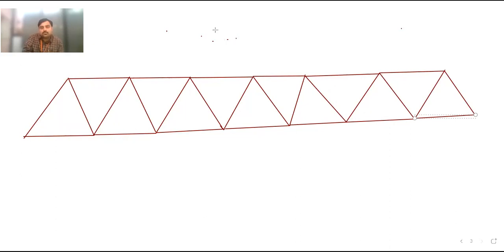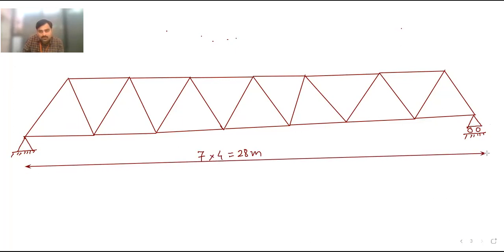Okay, so this is the problem. This is the truss which is given to you. Here, a hinge support is given, and here at this point, a roller support is given. Okay, the span of the truss is 7 into 4 is equal to 28 meters. In this way, the span of the truss is given. This is the total span of the truss.